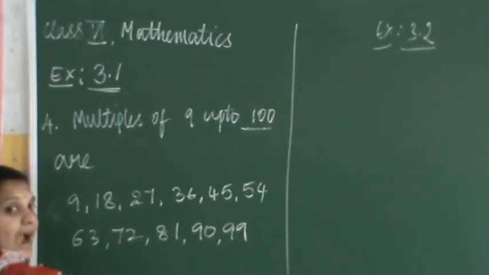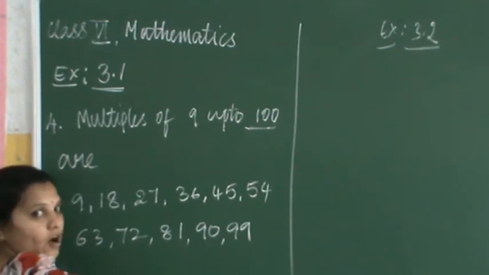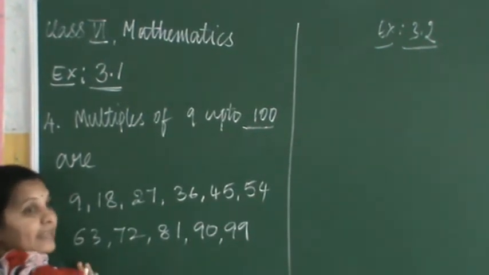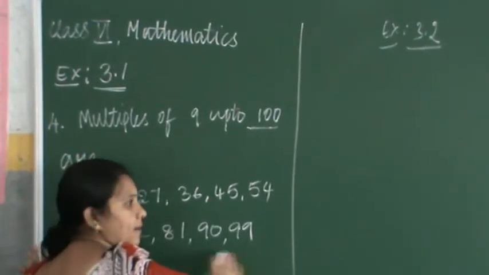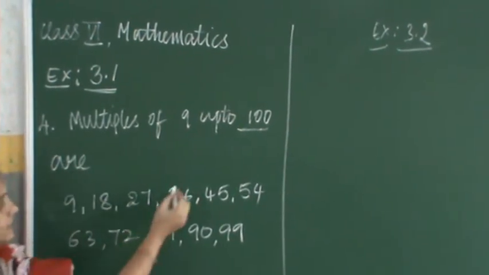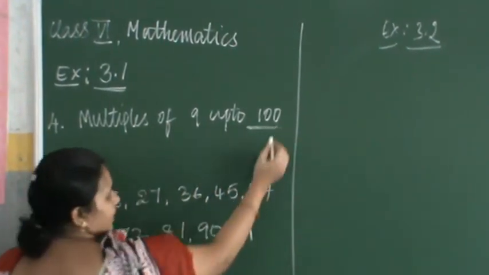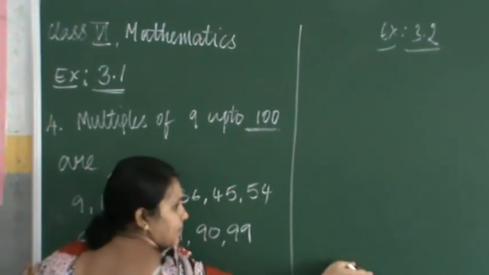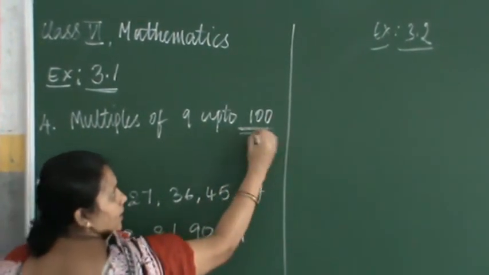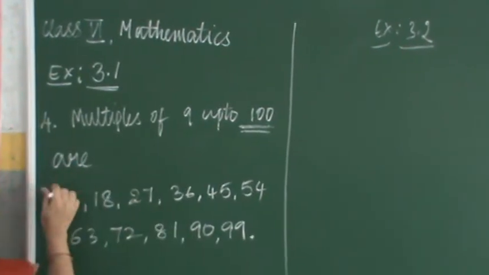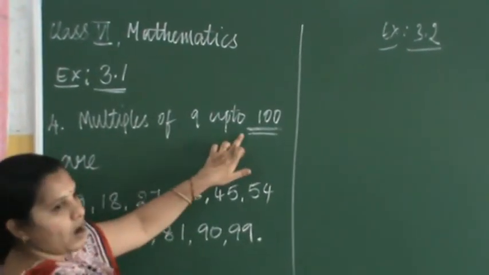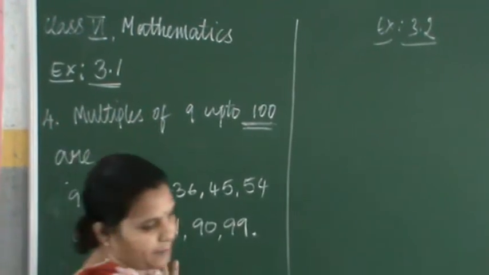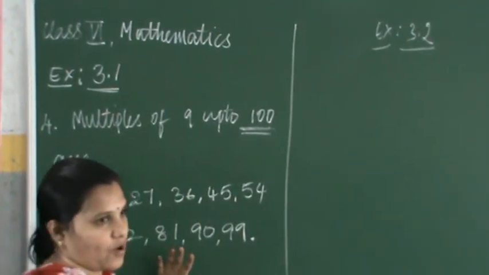Are multiples finite or infinite? Multiples are infinite. They will keep coming. They are not fixed. After this also we will get the multiples, but he is asking up to 100 only. So stop here. These are all the multiples of 9 up to 100. This completes the exercise 3.1.